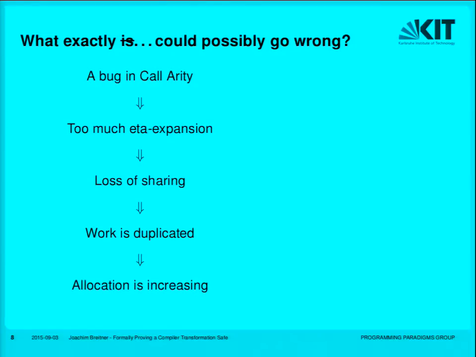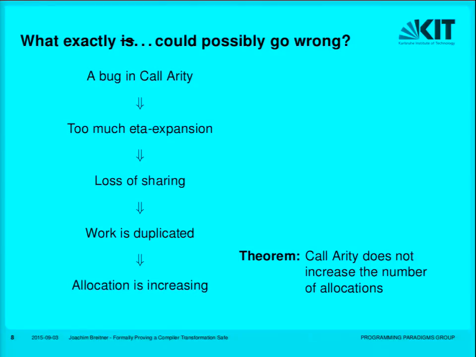And that's my approach to proving safety here. I prove that the transformed program does not allocate more than the original one. So by this line of reasoning, I know that there's no bug. At least no bug of that kind.